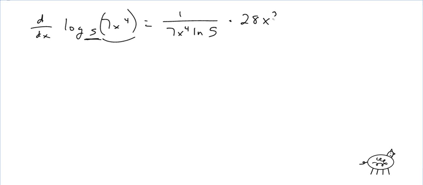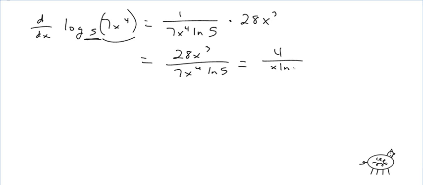Okay, so I can write everything: you have 28x to the 3rd over 7x to the 4th, ln of 5, and I can simplify it to 4 over x ln of 5. That's my answer for that problem.